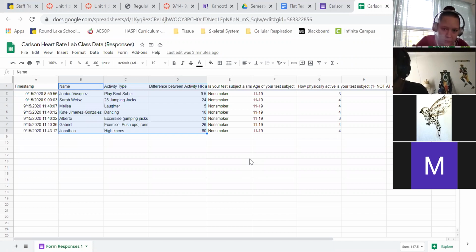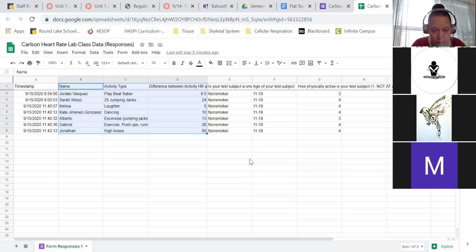So I'm surprised nobody attempted the decrease in heart rate and tried to do some meditation or some calming music. I can't sit still for that long. I'm having trouble sitting still in this chair. So I'm hoping that this is all the data points.